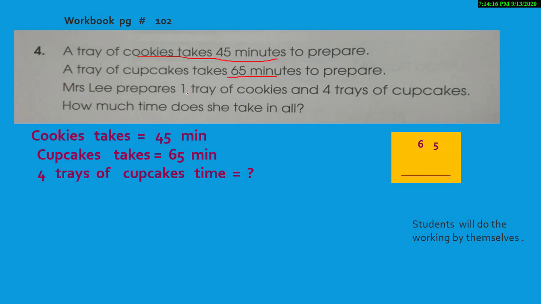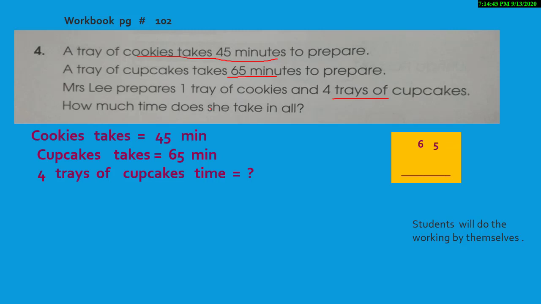Mrs. Lee prepared one tray of cookies and four trays of cupcakes. Here is a point that we need to think about: one tray of cookies time is mentioned and one tray of cupcakes timing is mentioned, but over here she baked four trays of cupcakes. So what we need to find out is how much time she takes in all. This is a bit of a tricky statement for all of you, how much time she takes in all.